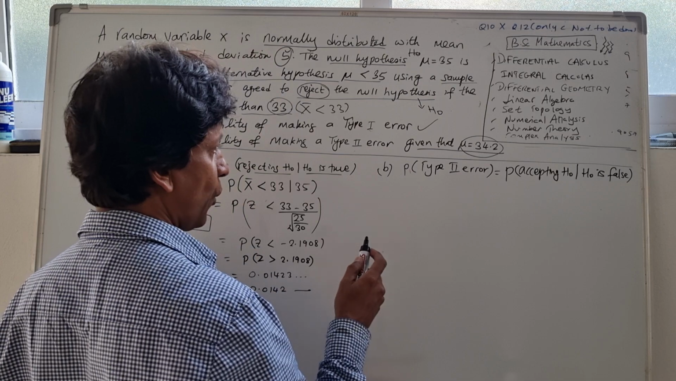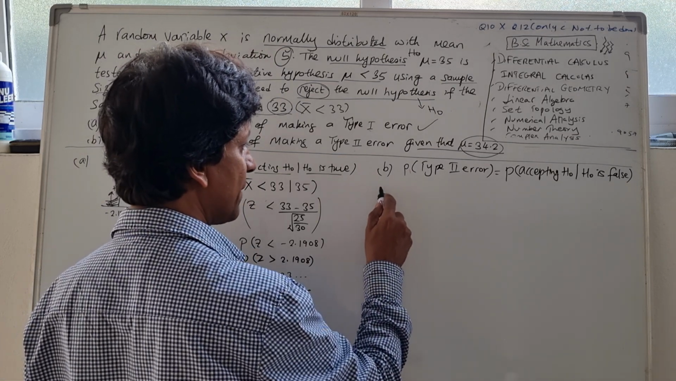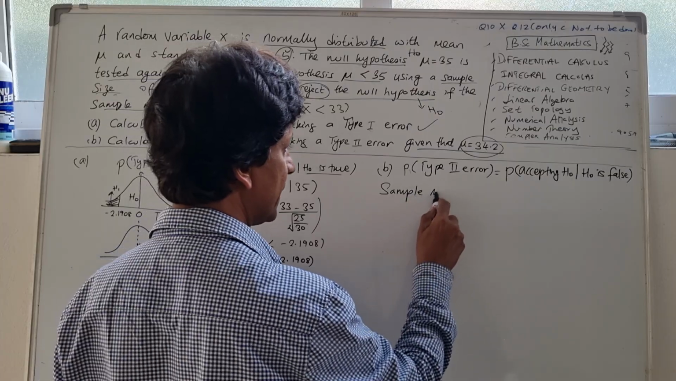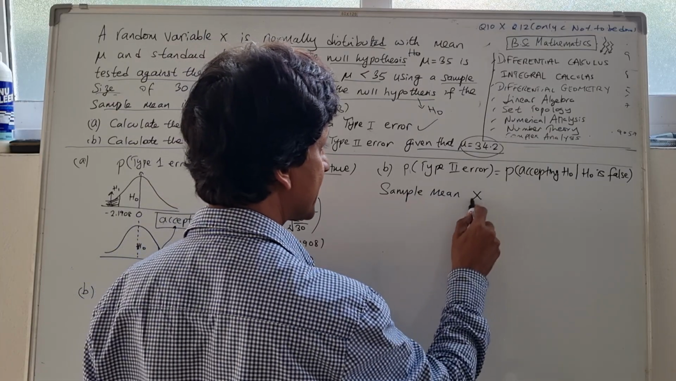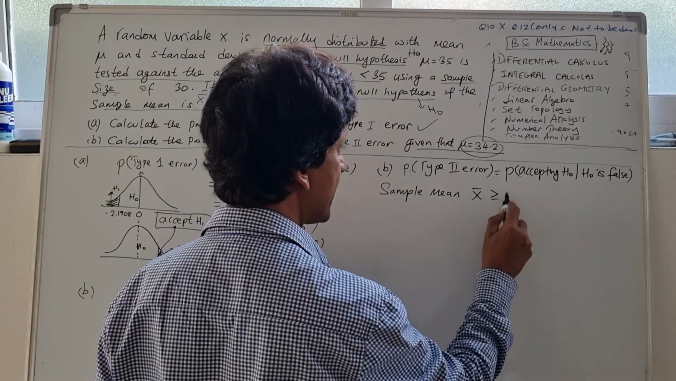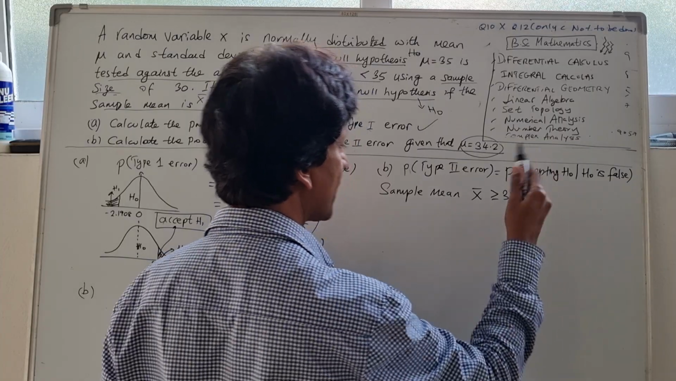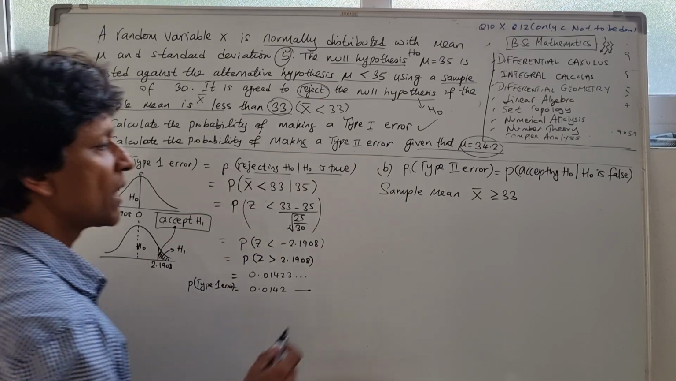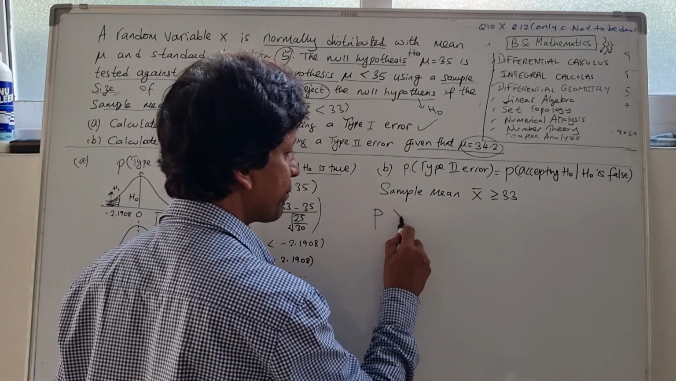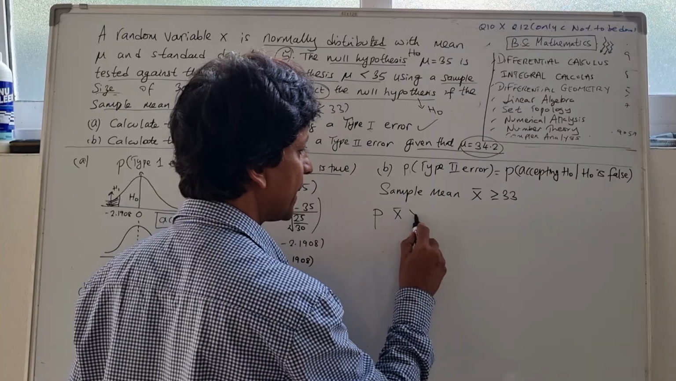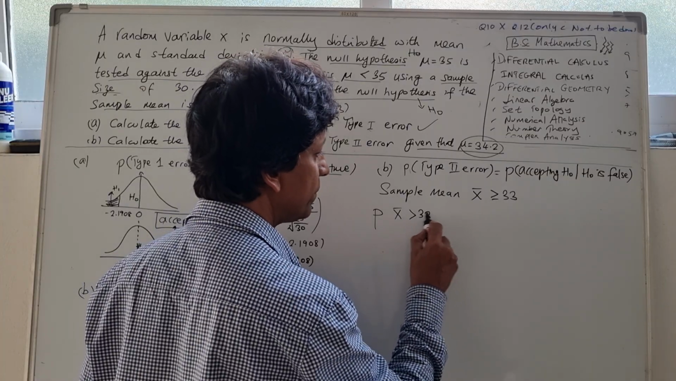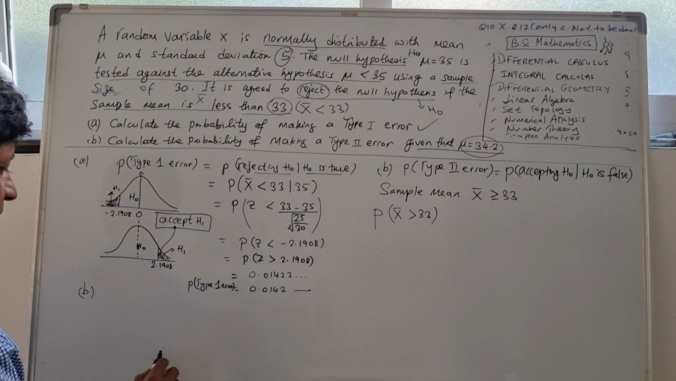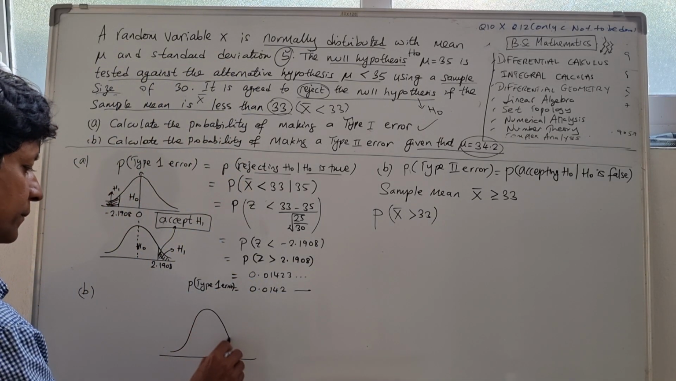And therefore, the sample mean X bar will now be greater than or equal to 33, which is the opposite of what we did when we calculated the type 1 error. So I'm going to say the probability of X bar being greater than 33 now. Okay, and we're going to standardize this.